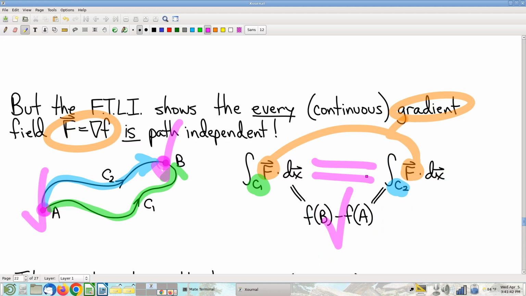So we get the desired property no matter what curves you pick, C1 and C2, as long as they start and end at the same A and B respectively. The line integrals will get the same value. What do you think? Everybody all right with that?